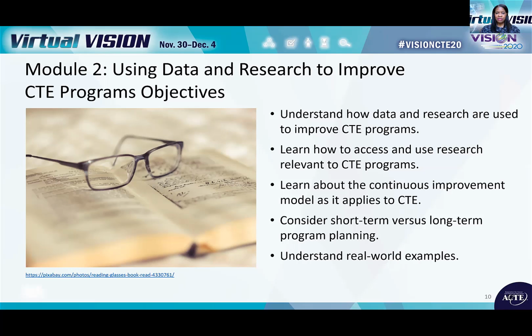The objectives in this module, again, understanding how data and research are used to improve programs, how to access and use research relevant to CTE programs, learning about the continuous improvement model as it applies to CTE, and then looking at short and long-term program planning.